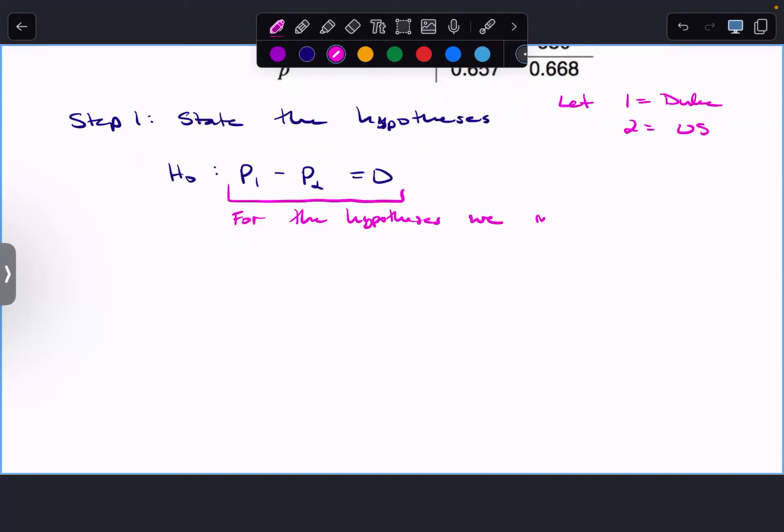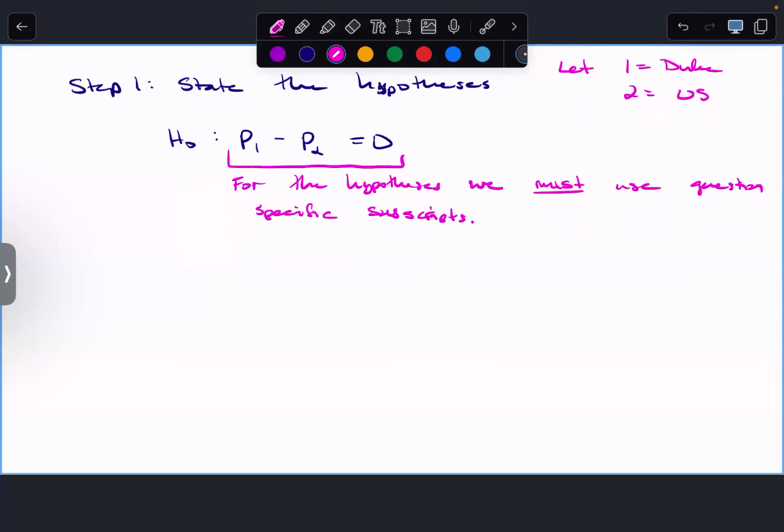For the hypothesis, we must use question-specific subscripts. Which means the null hypothesis is that P Duke minus P US is equal to 0. I'll use D and U, whatever. You don't need to use the question-specific subscripts in the formula because it gets very messy, right? So you don't have to, but I do need to see it in your null and alternative hypotheses.